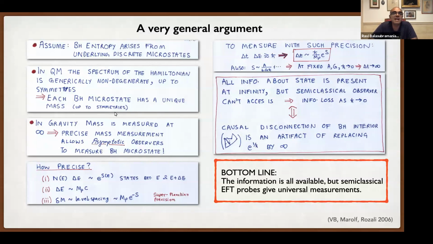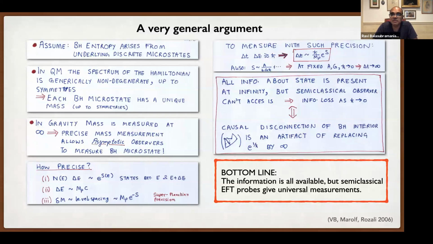So now let's ask how precise that mass measurement would have to be. Suppose the entropy is S, then that's really saying that the number of states in whatever your energy resolution is, call it delta E, should go like e to the S. So if you take the energy resolution of your measurement to be some multiple of the Planck mass, or string mass, whatever you want, then you'll find that the level spacing will go like e to the minus S to fit this number of states. In other words, the gap is really tiny. The gap is of order e to the minus entropy.